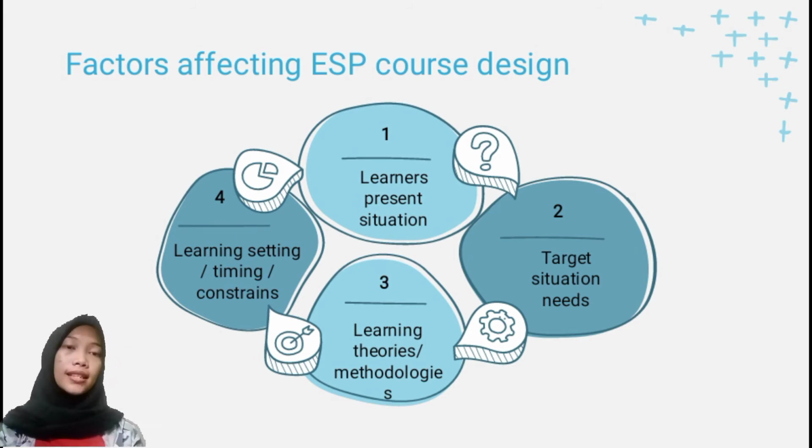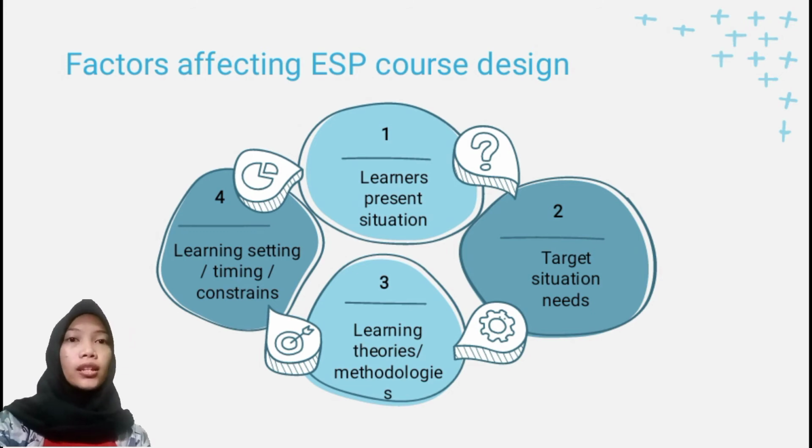Learners' present situation is our students' situation when they are learning in the class. That includes knowledge, students' weaknesses, strengths, attitudes, societal backgrounds, and cultural backgrounds. All of that can be our consideration when we want to give value for them. And the second factor is target situation needs.